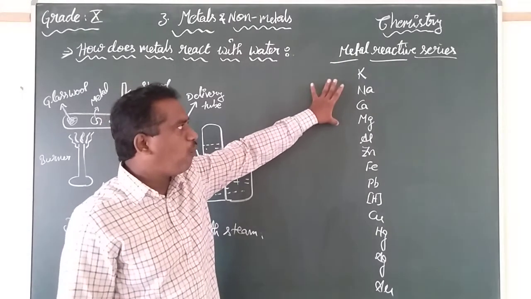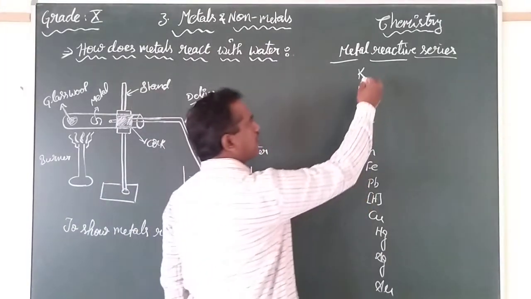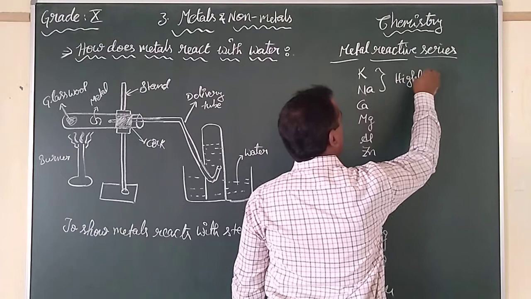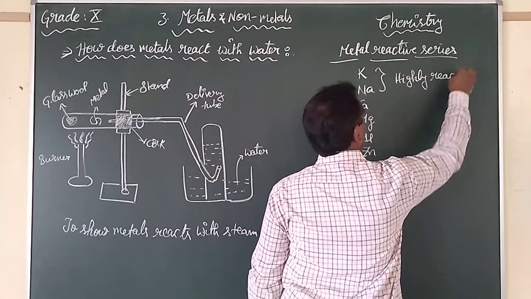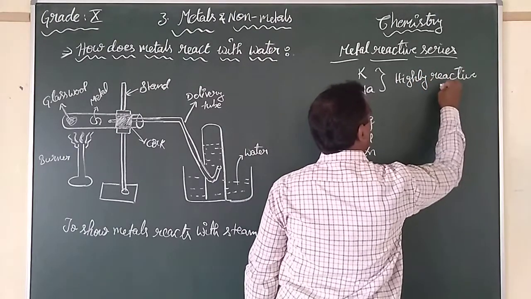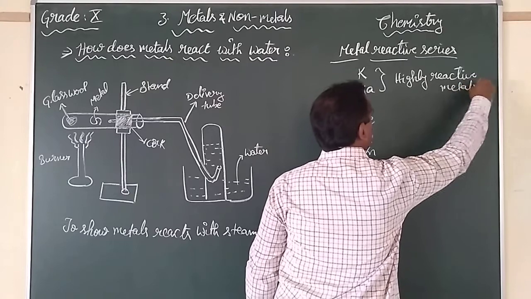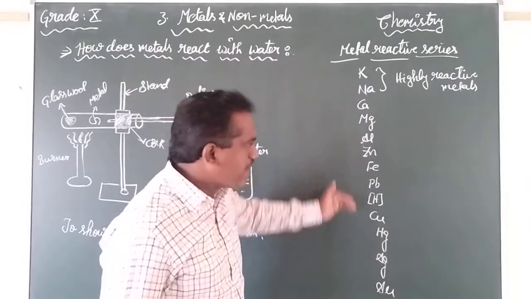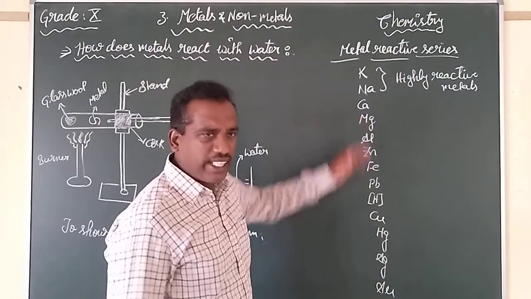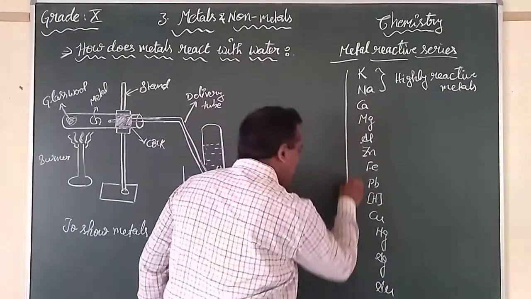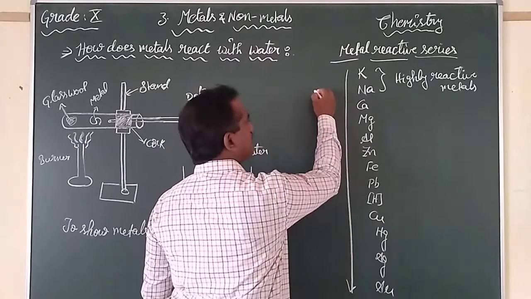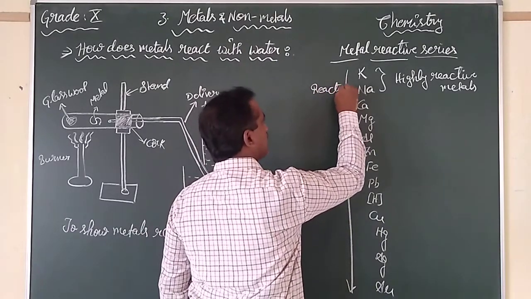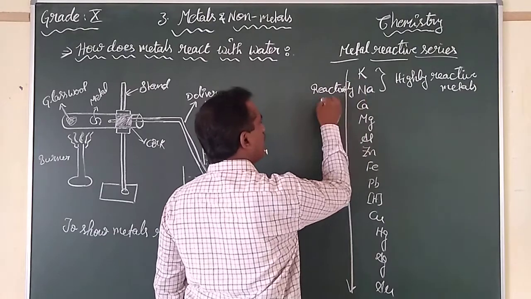At the top, whatever is present is called highly reactive metals. What are they called? Highly reactive metals. And then their reactivity decreases down the series. The reactivity is decreasing down the series.